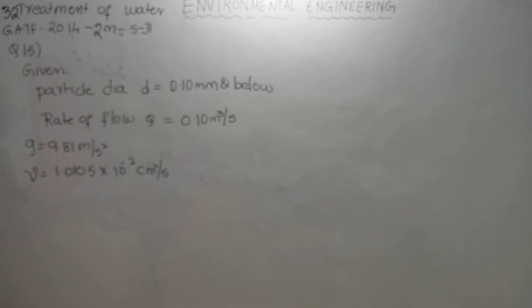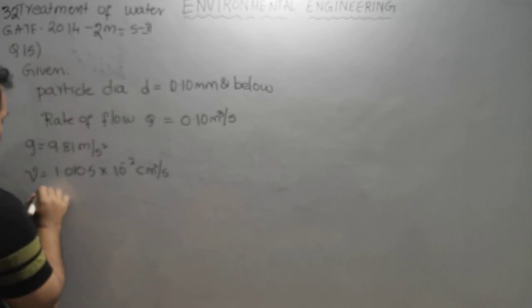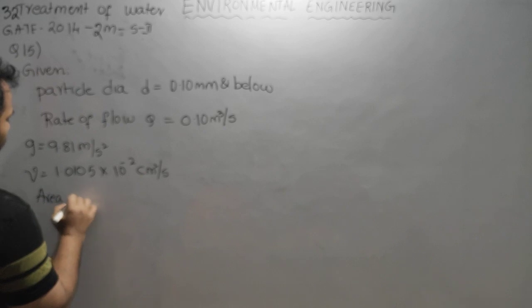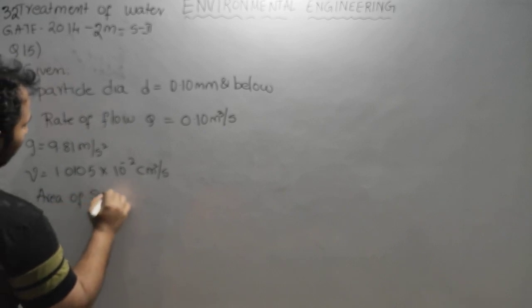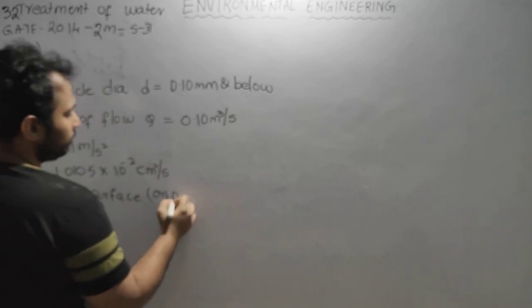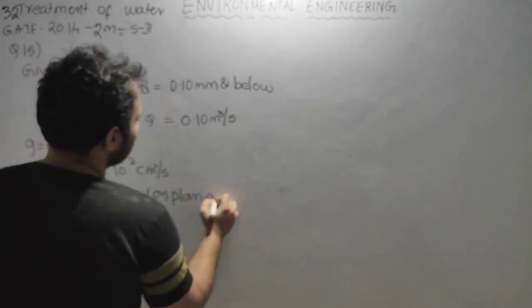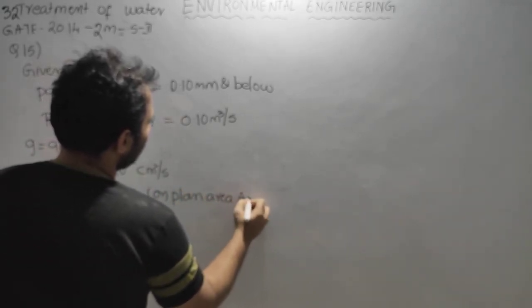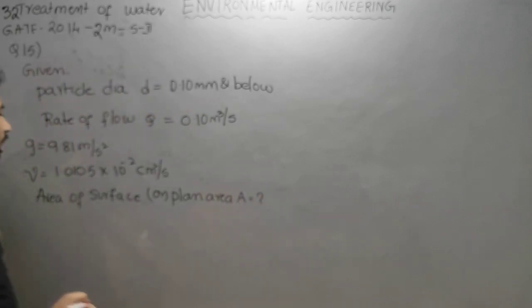The minimum surface area, so he is asking the area of surface, or simply plan area. Plan area A is equal to how much? The plan area or surface area is equal to how much?